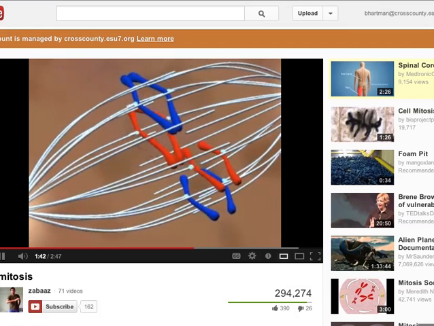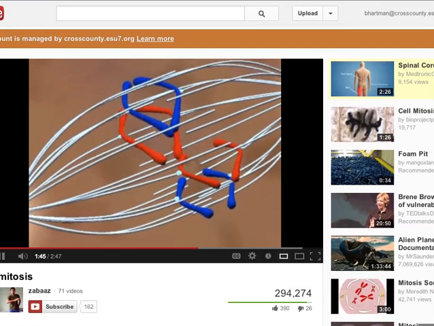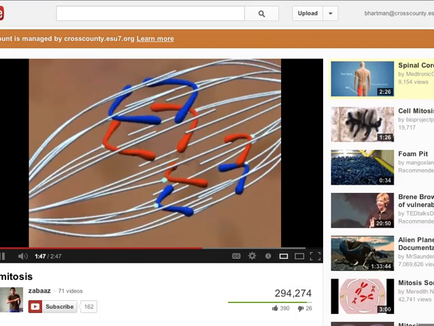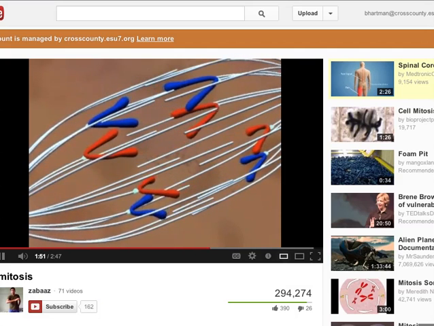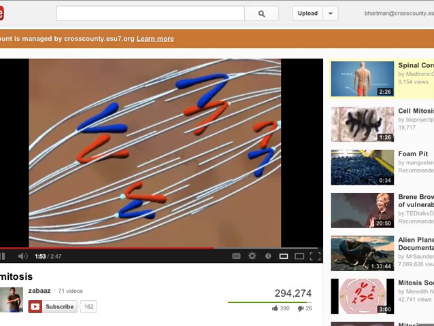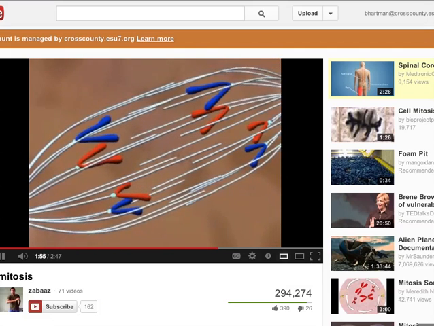The centromeres divide, allowing anaphase to begin. Two processes are going on. The spindle fibers shorten, and the poles move apart. Both processes move the chromosomes toward their destinations.